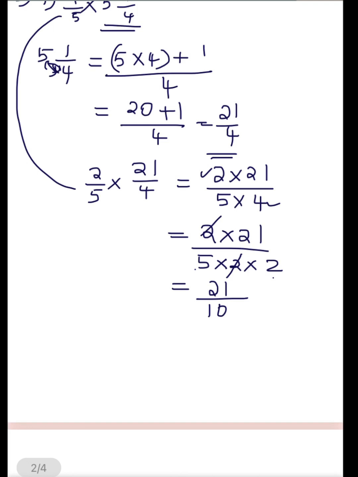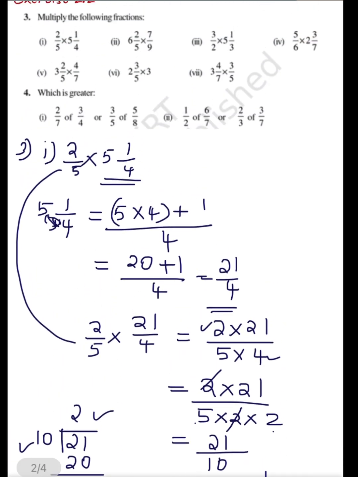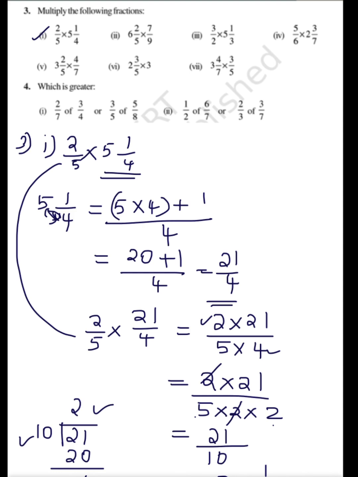Now you can see that this 21 by 10 is an improper fraction. So you have to convert it into a mixed fraction. So let's do it. 21 divided by 10 is 2. So how will you write it? Write the quotient first, then the remainder, then the divisor, that is 10. So you will get the answer as 2 1 by 10. Understand how you are doing this? So that's all about the first one.